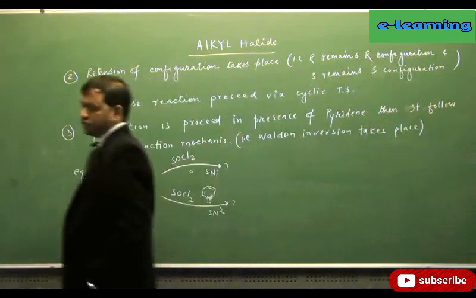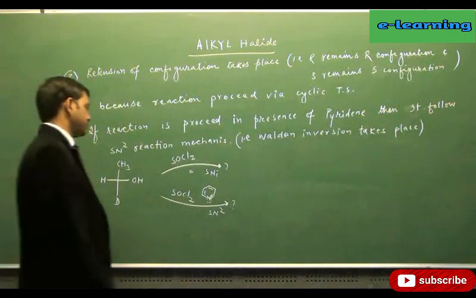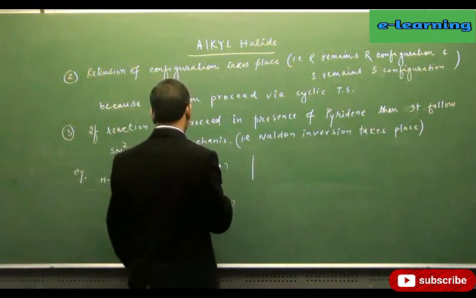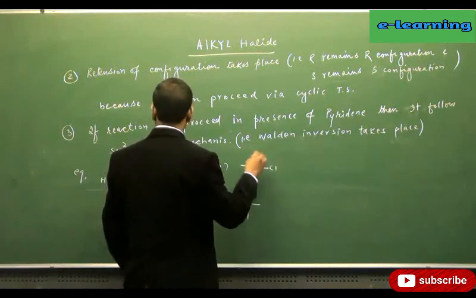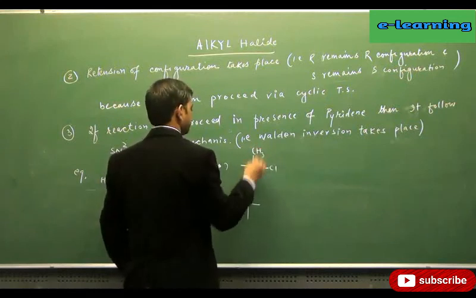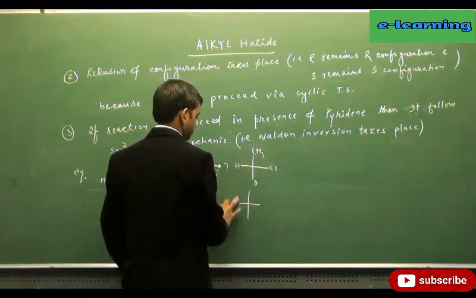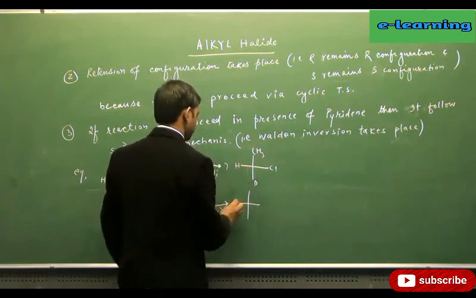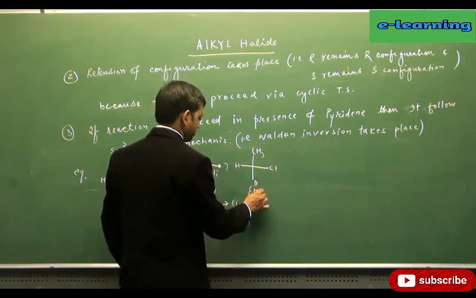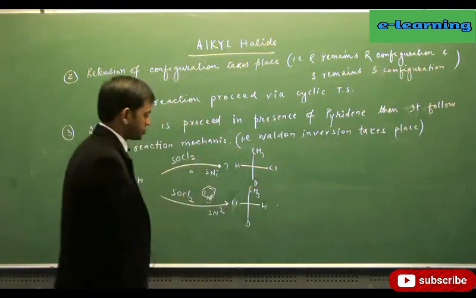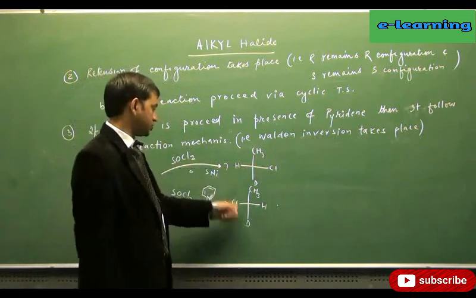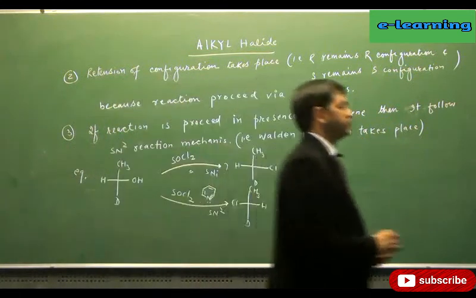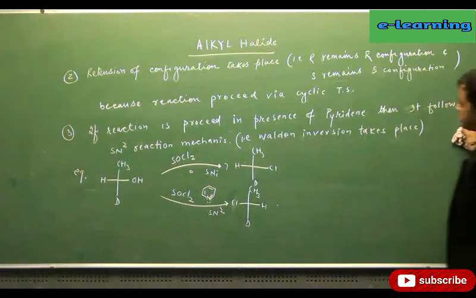The product to be obtained, the major product in this case, is Cl, CH3, D and H. As a product it is Cl, H, D and CH3. Let us see the mechanism. Why are we getting this type of product? This is by SN2, this is by SN1. Let us see the reason.